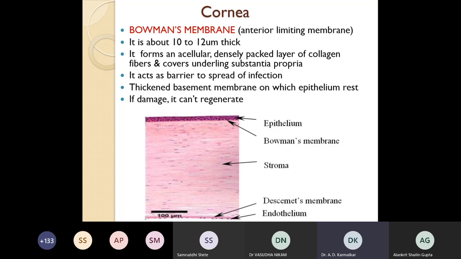So if you see the cornea, which is exposed to the environment, there are more chances of getting infections. So it acts as a barrier to prevent infection. And the basement membrane, as I said, is thickened, and the cells are resting on this basement membrane. So this was the Bowman's membrane, that is the anterior limiting membrane.